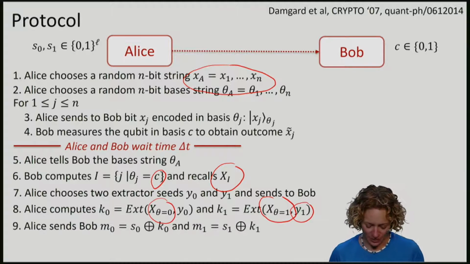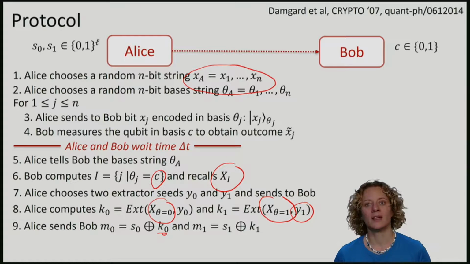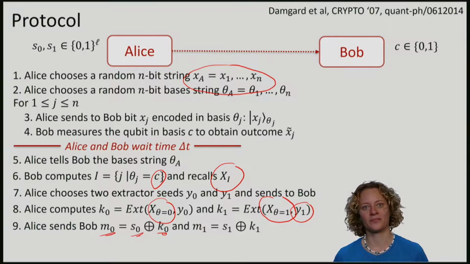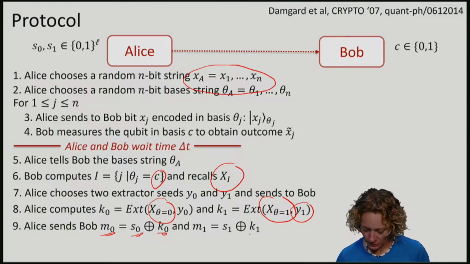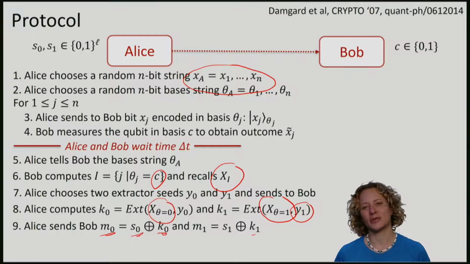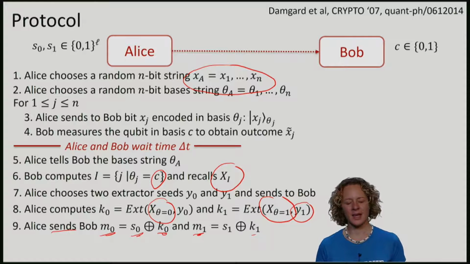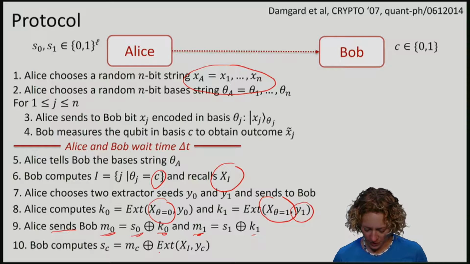Alice now uses K0 to encrypt S0 using a one-time pad. She XORs every bit of K0 with the corresponding bit of S0 to obtain the message M0. Similarly, she uses K1 to encrypt S1 using a one-time pad, giving message M1. Afterwards, Alice sends Bob the two messages M0 and M1. Bob now computes the key KC, corresponding to his choice bit.